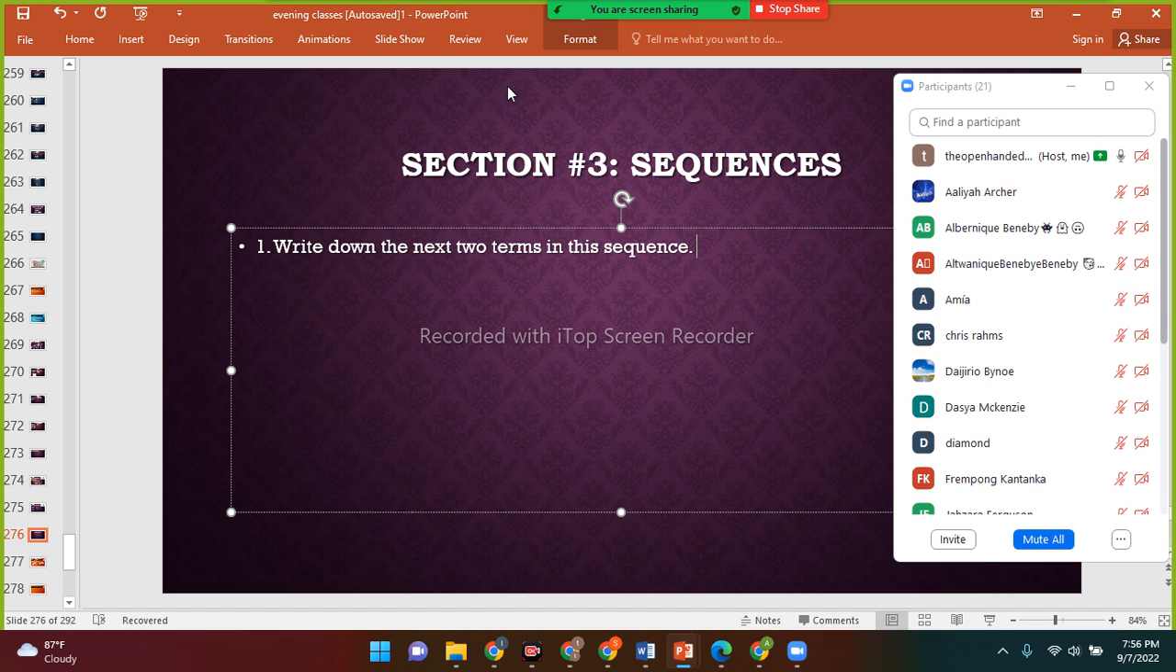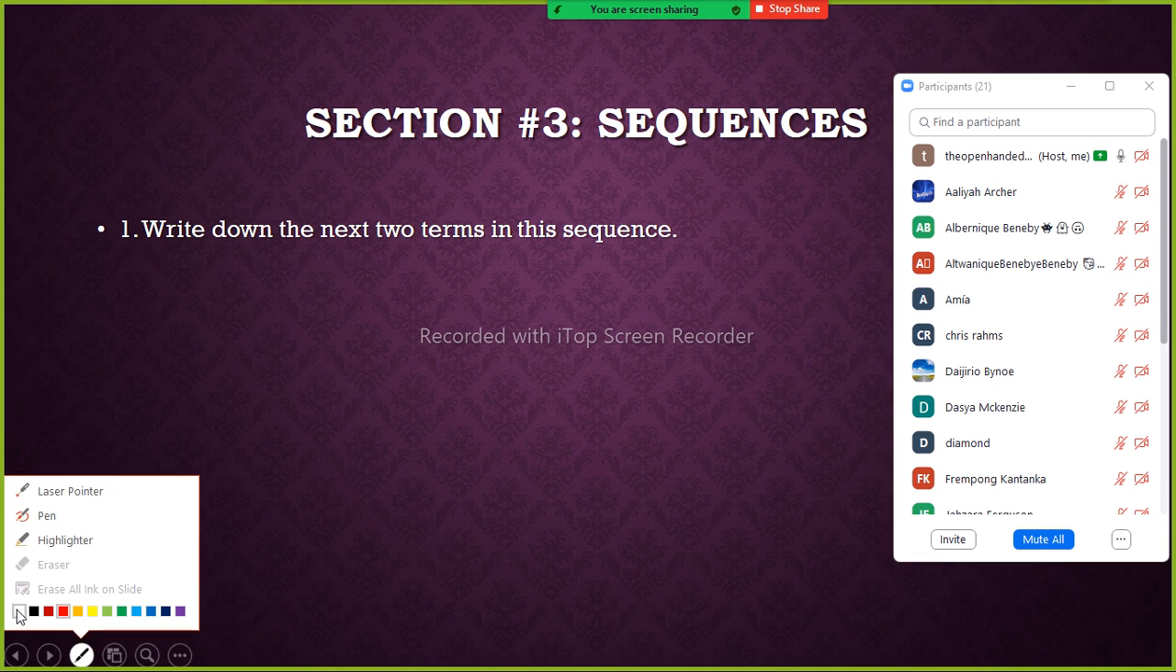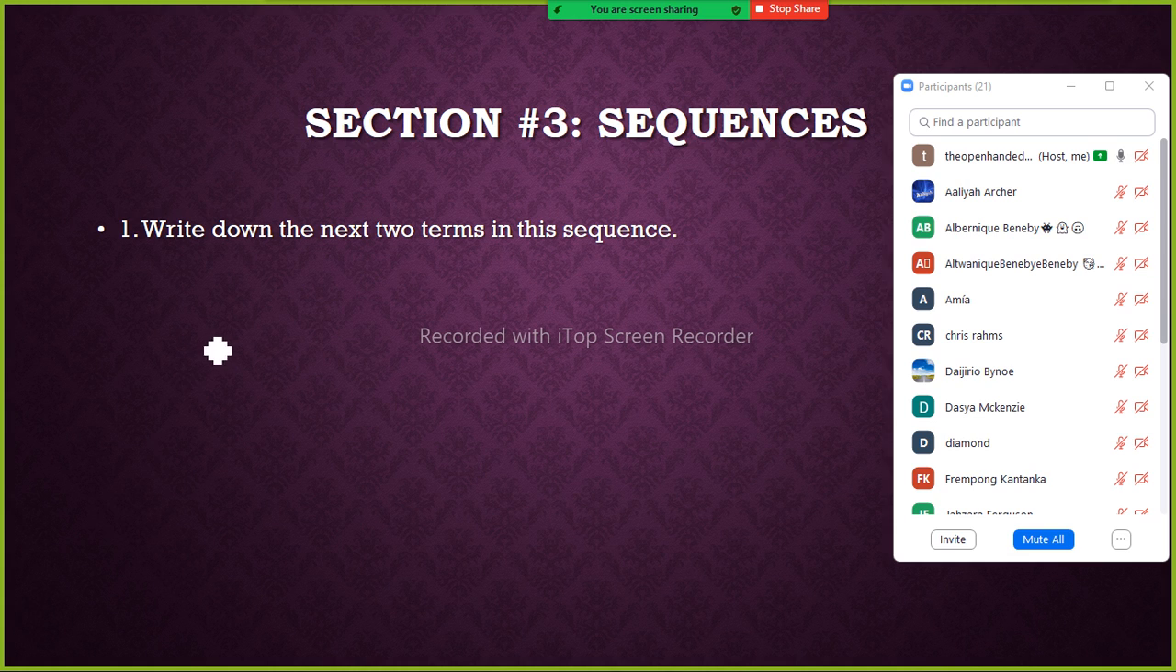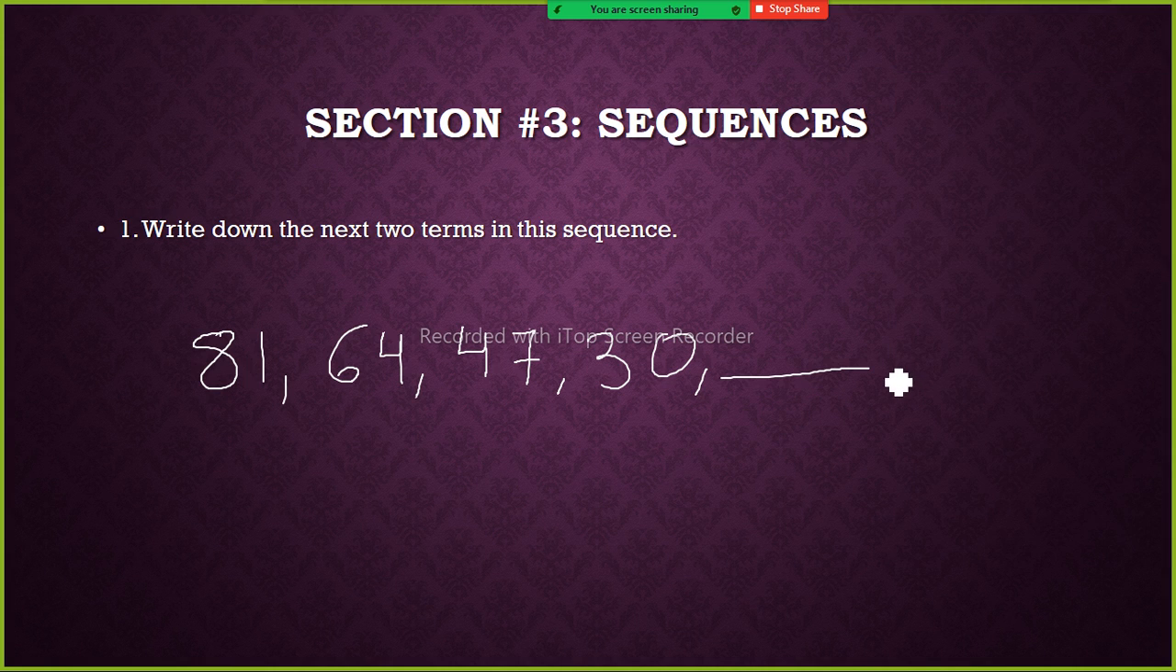So what's the sequence of numbers that we have? A sequence is basically a pattern, all right? So you have to think and see if you can figure out the pattern. The first one we have is 81. The second one we have is 64. Let me see if you can crack this code, who can figure out this pattern. The next one is 47. The next one is 30. Complete the pattern. I want the next 2 values. Put your answer in the chat.